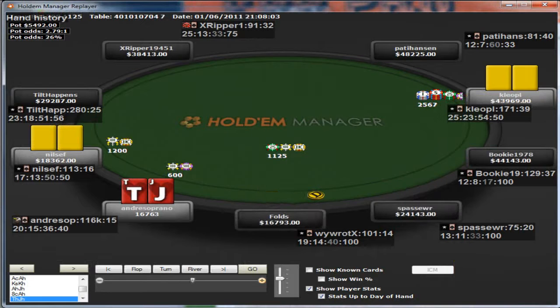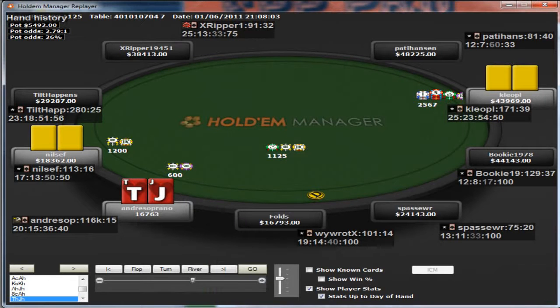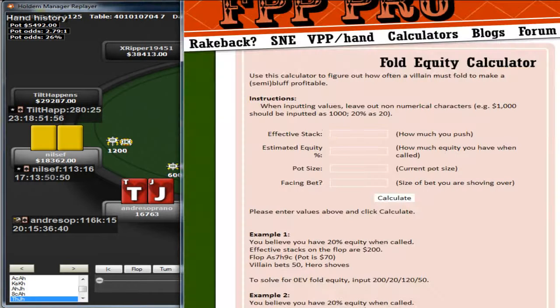It's folded to me in the small blind, and I have 10 jack suited. Let's put the numbers of the hand in the calculator. Effective stack. What is my stack at the beginning of the hand? Or his stack if I had him covered. But in this case, I am the short stack. 16,763.